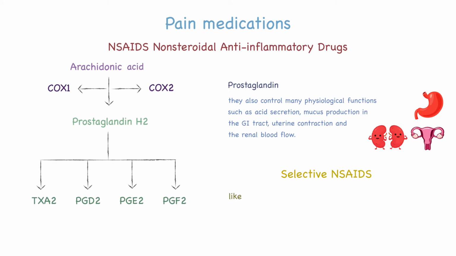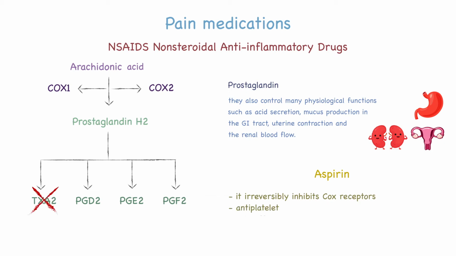Selective NSAIDs like celecoxib only inhibit COX-2 receptors, so they avoid the GI adverse effects and other side effects related to the COX-1 receptors. Aspirin irreversibly inhibits COX receptors. It is an antiplatelet because it blocks TXA production, which is responsible for platelet aggregation, and it's mainly used for prevention of cardiovascular events such as stroke and myocardial infarction. The side effects can be increased risk of bleeding.